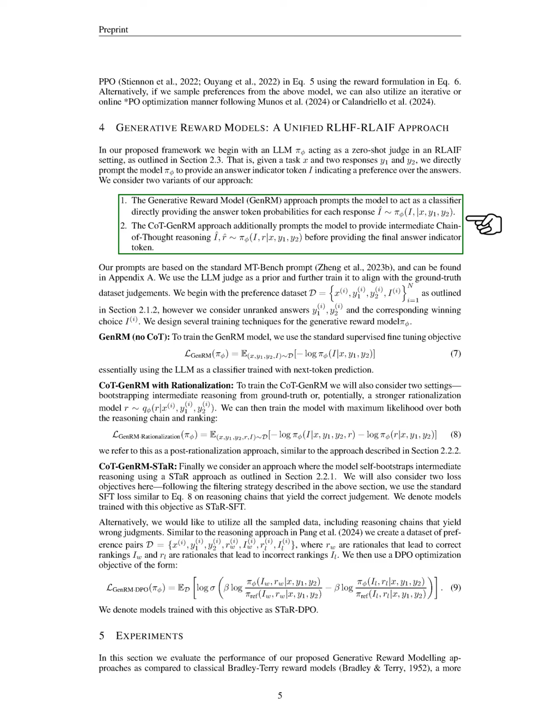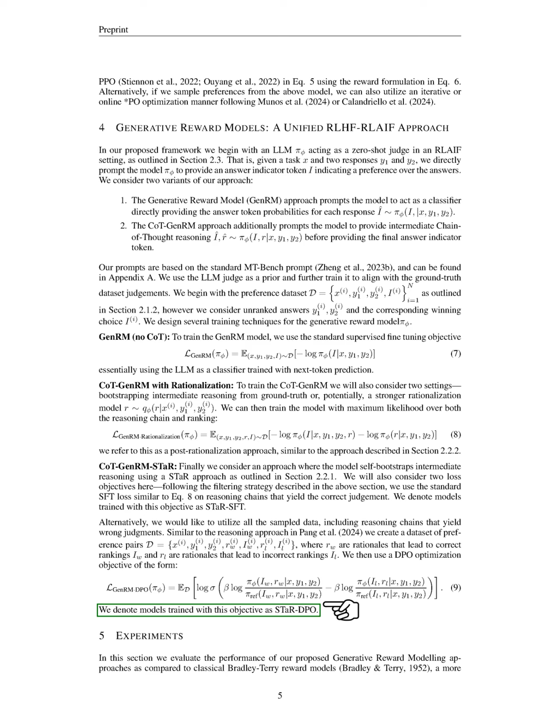We design various training techniques for the generative reward model. For GenRM, we apply standard supervised fine-tuning. For GenRM, we consider bootstrapping reasoning from ground truth or a stronger rationalization model. We also explore a self-bootstrapping approach using STAR, employing different loss objectives based on the quality of reasoning chains. This leads us to create a dataset of preference pairs, allowing us to optimize the model using a DPO objective.